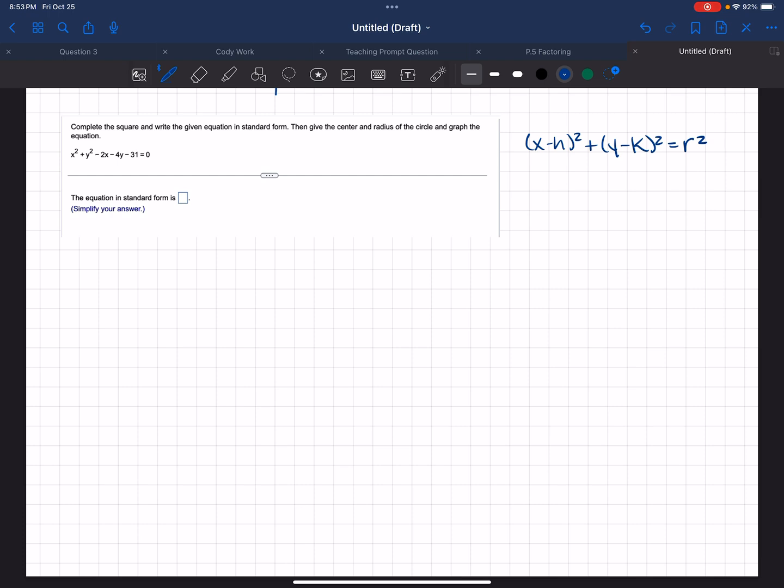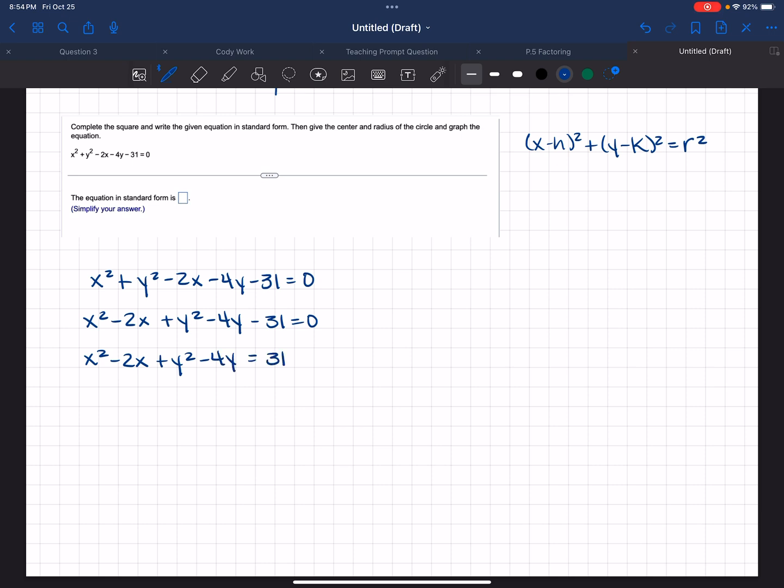So the first thing that I'm going to do is take the problem that they gave me, x squared plus y squared minus 2x minus 4y minus 31 equals 0, and rewrite this with the x's together and the y's together. So I've got x squared minus 2x plus y squared minus 4y minus 31 equals 0, okay? And if we want to, we can go ahead and move that 31 to the other side. So I've got x squared minus 2x plus y squared minus 4y equals 31.